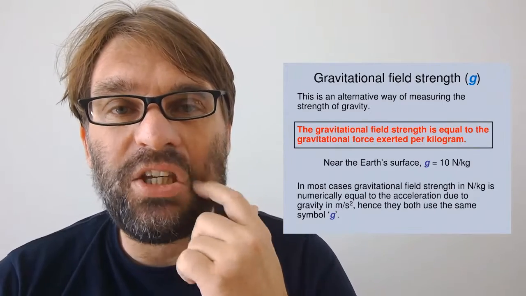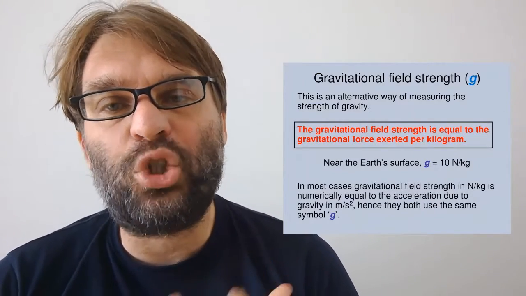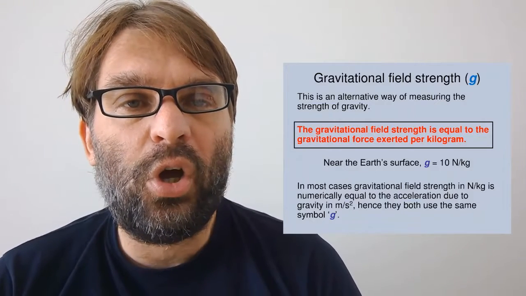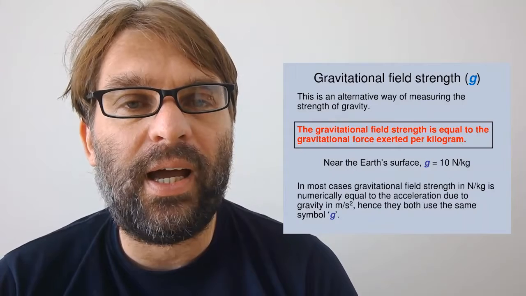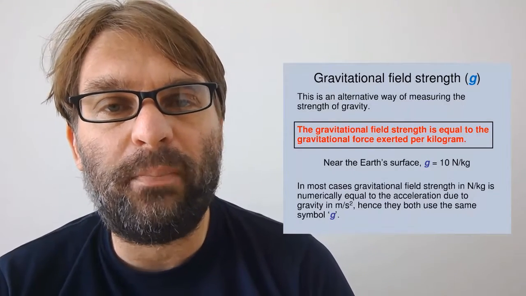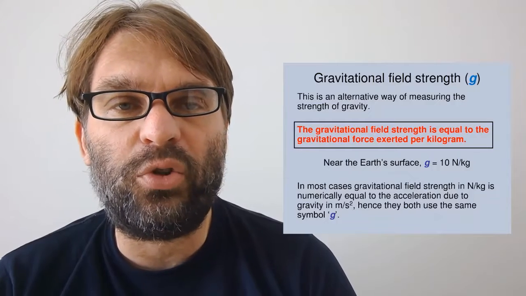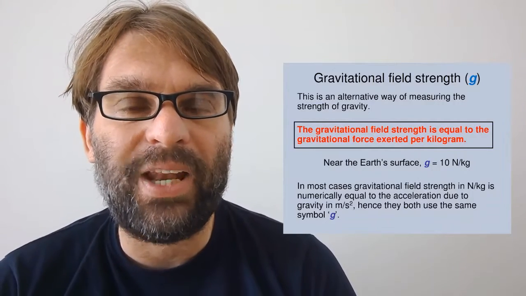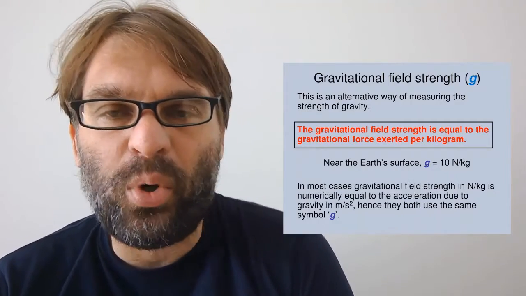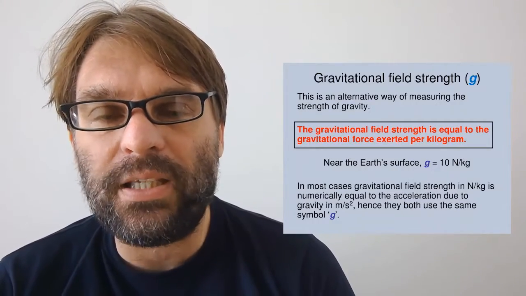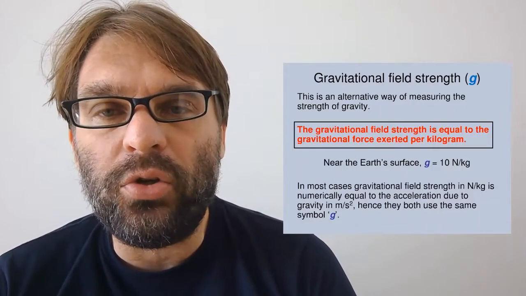So what is g, this gravitational field strength? So basically it's how strong gravity is. So the gravitational field strength is going to be equal to the gravitational force exerted per kilogram. This is why the units of gravitational field strength are newtons per kilogram. And on Earth, it is around about 10. It's about 9.8, but for IGCSE, and it will be given in the exam anyway, it's about 10 newtons per kilogram.